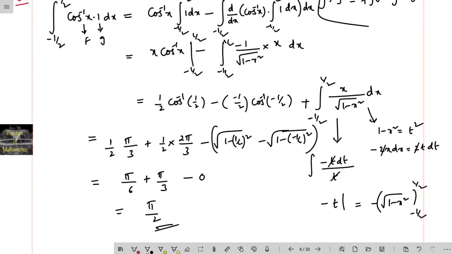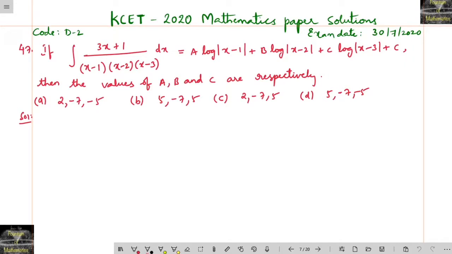Okay, so we'll move to the next question. If the integral of 3x plus 1 upon x minus 1 into x minus 2 into x minus 3 dx is equal to a log of mod x minus 1 plus b log mod of x minus 2 plus c log mod of x minus 3 plus c, then the values of a, b and c are respectively given. So here we need to apply partial fractions.